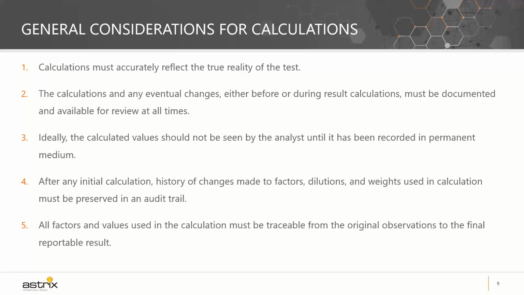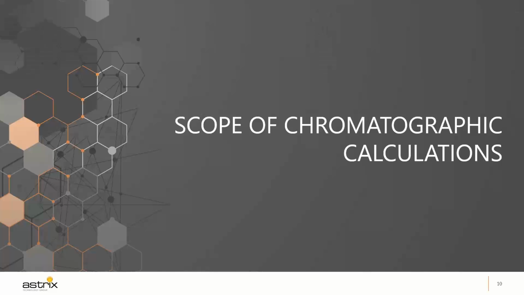And lastly, all factors and values used in the calculation must be traceable from the original observations to the final reportable results. We will discuss where else chromatography-related calculations could potentially be done later in the presentation, but no matter where they're happening, it must always be possible for you to see the original data and original outcome. In addition, there must be transparency, so changes made to values along the way are easily captured for review. Okay, so next slide, Marcelo.